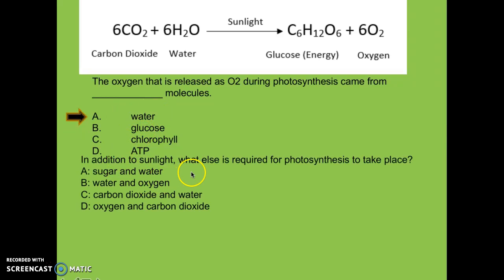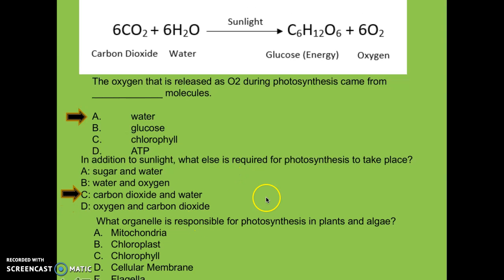The next one says, in addition to sunlight, what else is required for photosynthesis to take place? The answer here is carbon dioxide and water. And the last question is, what organelle is responsible for photosynthesis in plants and algae? And this is the chloroplast. Remember that chlorophyll is the pigment that absorbs the light.